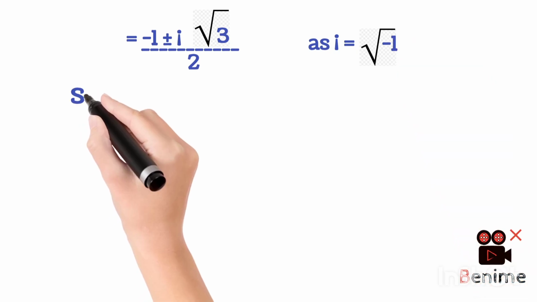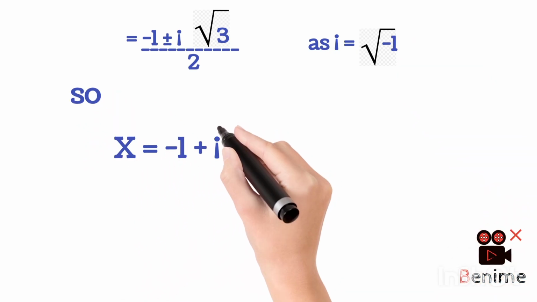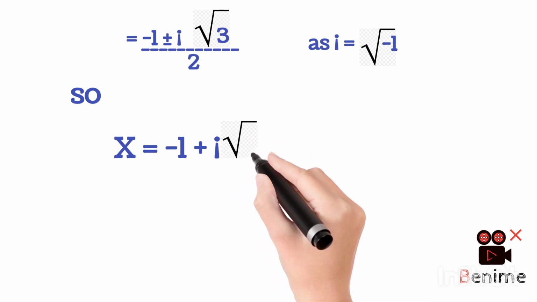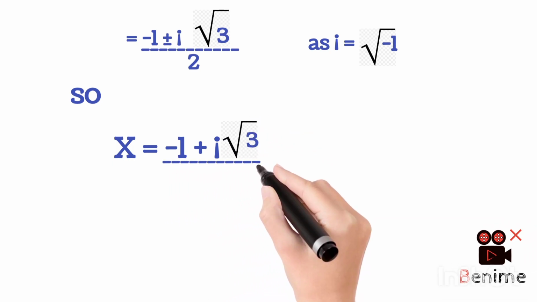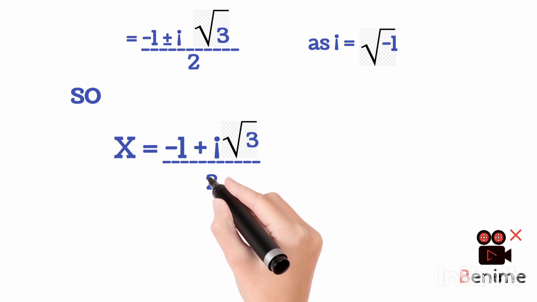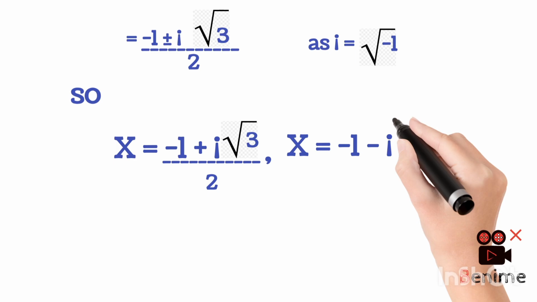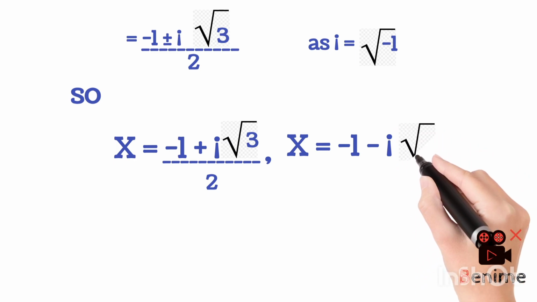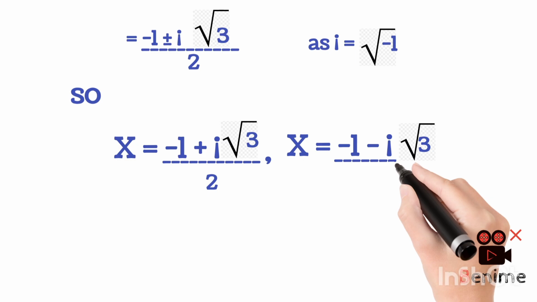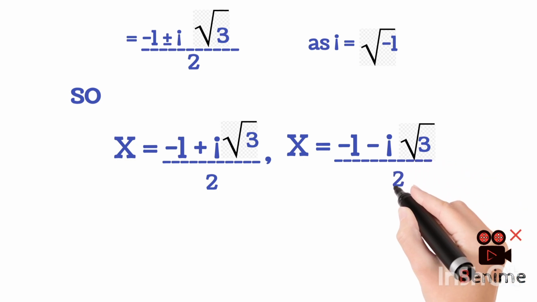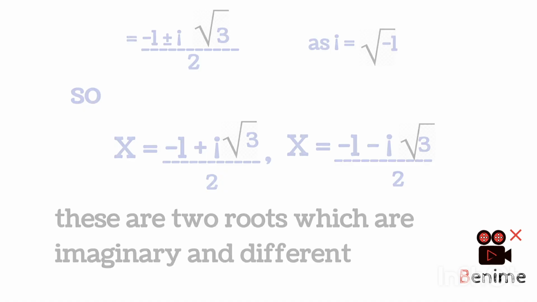Here iota represents imaginary numbers. So we get two imaginary numbers, and both are different from each other. We write the two roots for x: x = (-1 + √3 iota) / 2, and x = (-1 - iota √3) / 2. These are two roots which are imaginary and different.